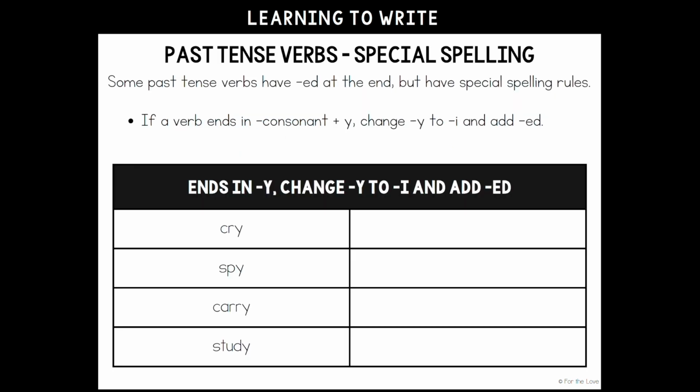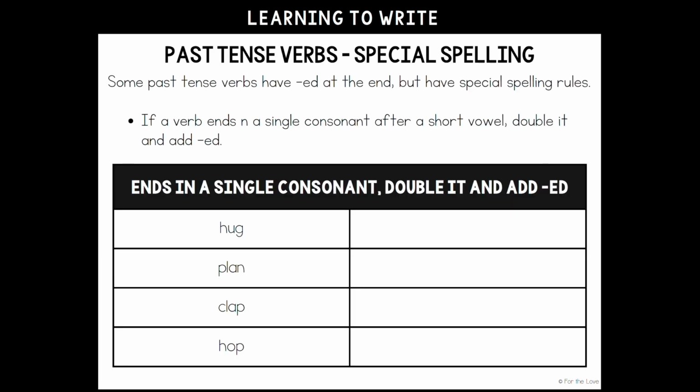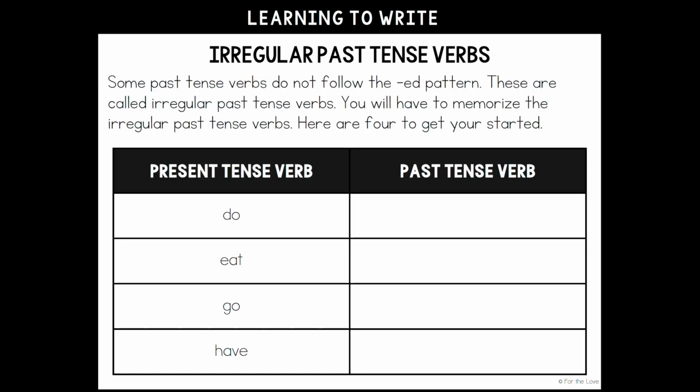Follow this up with another spelling pattern, the consonant Y, change Y to I and add ED. There's the answer key, and they're writing sentences again. And then we have a short vowel followed by a single consonant. We're going to double the consonant and add ED. And then they're going to write sentences with them.